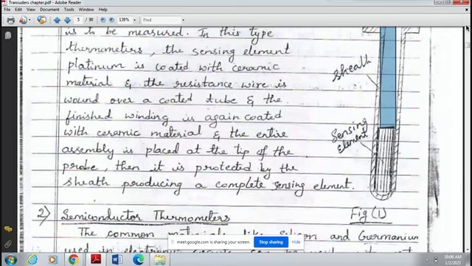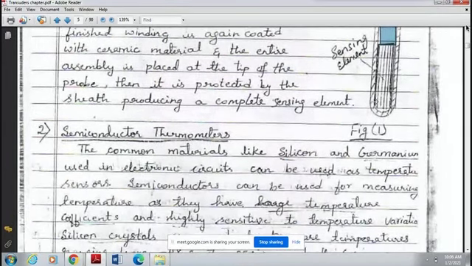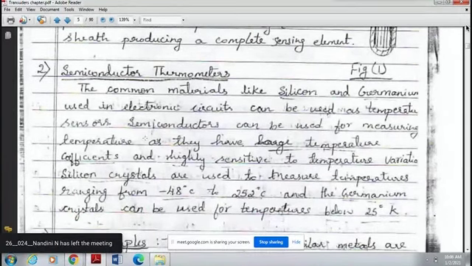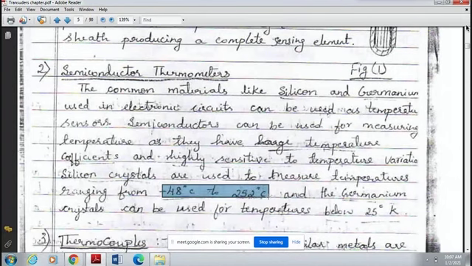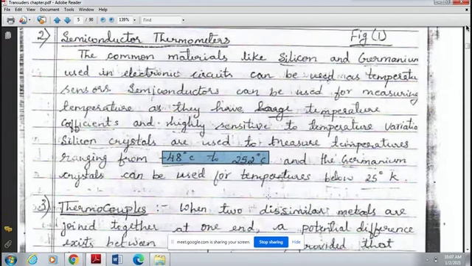You're going to place silicon or germanium, based upon which type of temperature or which range of temperature you have to measure. Silicon is used for measuring temperatures ranging from minus 48 degrees Celsius to 250 degrees Celsius, whereas germanium can be used for temperatures below 25 degrees Kelvin. Whenever the temperature we are going to measure is below 25 degrees Kelvin, you have to use germanium as the sensing element.